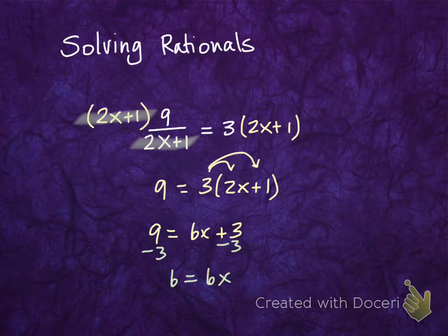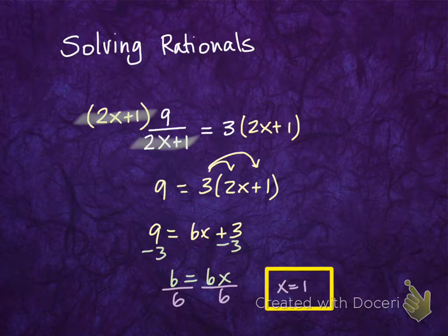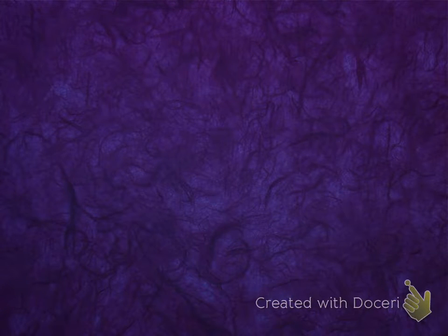Now we're going to divide by 6 so that we can get the x all by itself. And we end up with x equals 1. And that would be our answer. So let's do another one. Let's do one that's a little uglier.